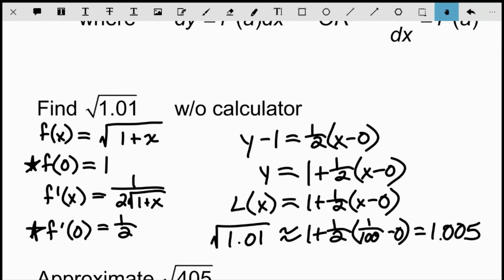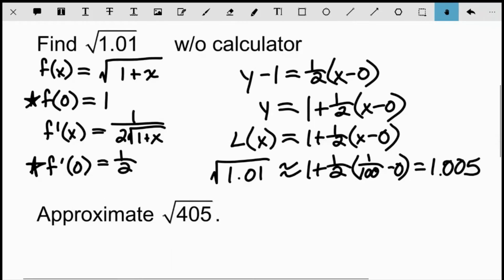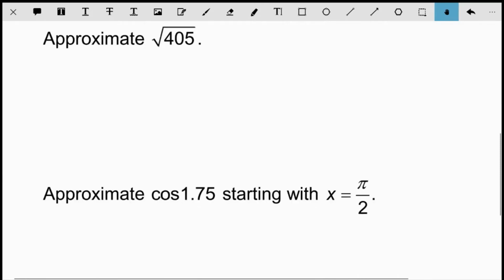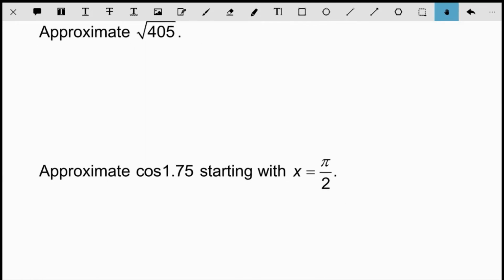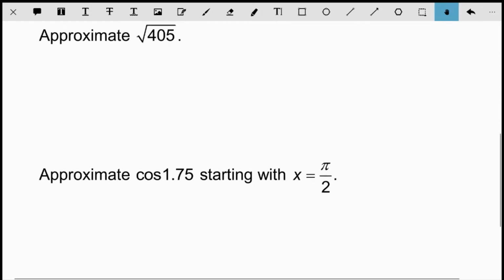Okay, so I've got 2 more problems here that I want you to try. I want you to pause the video and try to come up with the solutions for both of these using a linear approximation, like I did up above. So go ahead and pause the video, and when you come back, I'll show you the solutions.